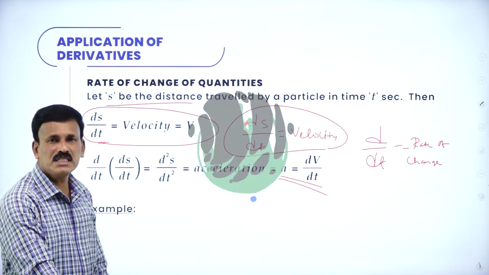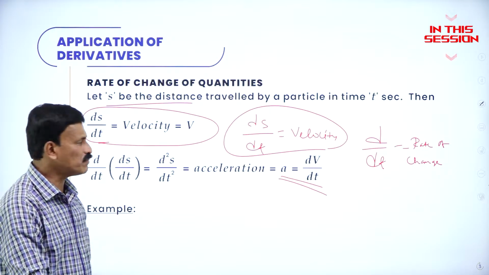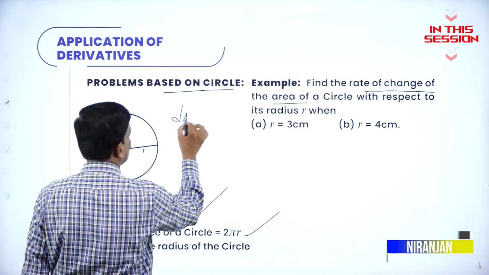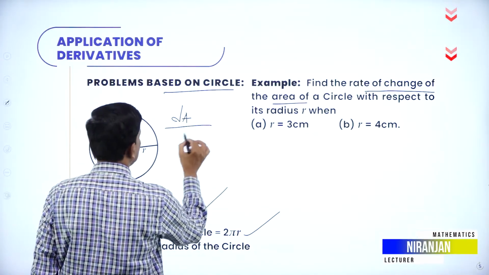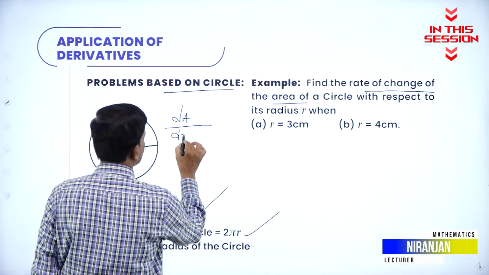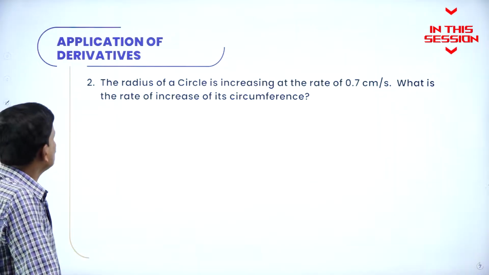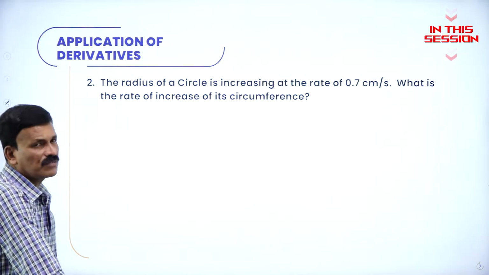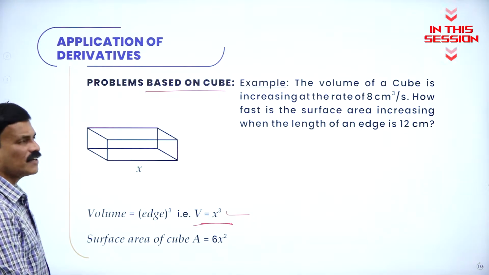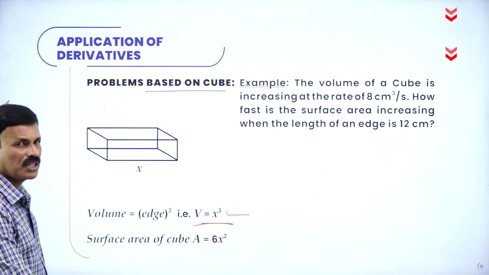d square s by dt square is called the acceleration of the particle. So rate of change of area is dA by d into with respect to radius means dr. This is required to be determined. What is the rate of increase of the circumference? And the surface area of the cube A is equal to 6x square.